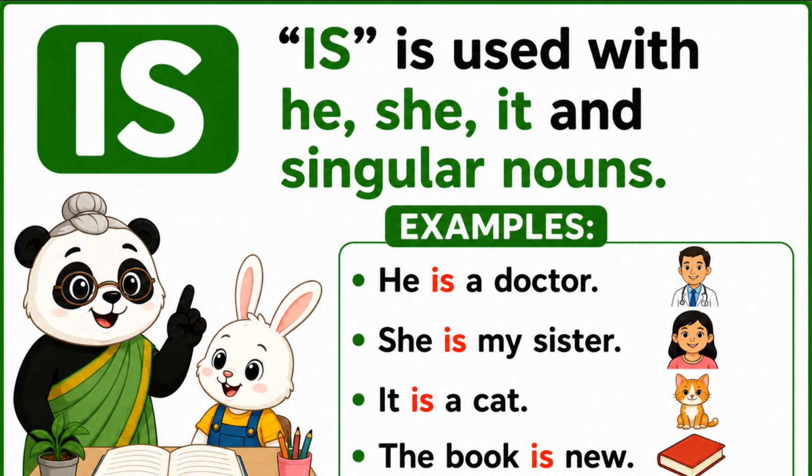Each arm and R. Is used with he, she, it and singular nouns. Examples: he is a doctor. She is my sister. It is a cat. The book is new.